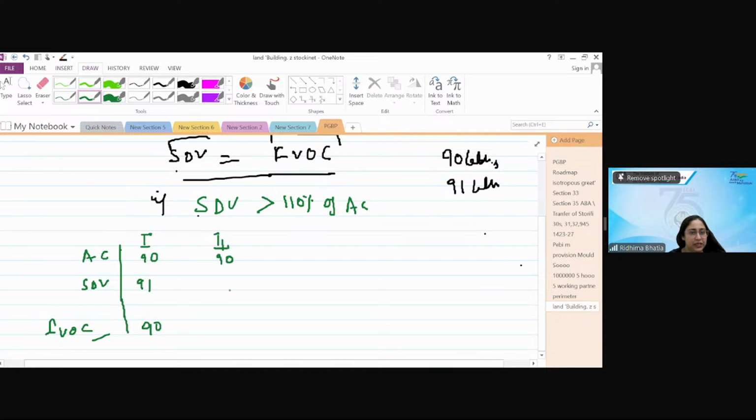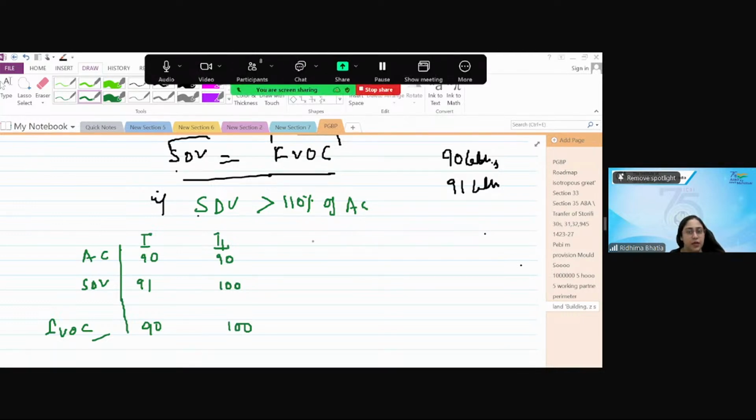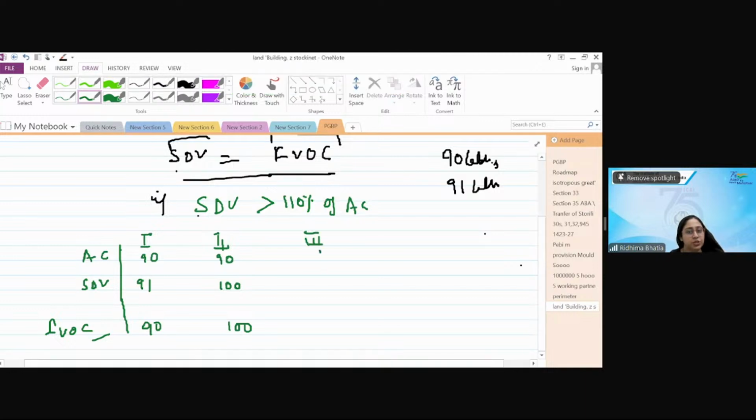Actual consideration 90, stamp duty value 100 lakhs. Now the full value of consideration would be 100, because it has crossed that 10% range. Next, actual consideration 90, stamp duty value 81. Then actual consideration has to be taken. In the less case there is no confusion; confusion comes in the more case. Very good, Jenny. Very good, Vignesh. Okay? So this is how you have to see.